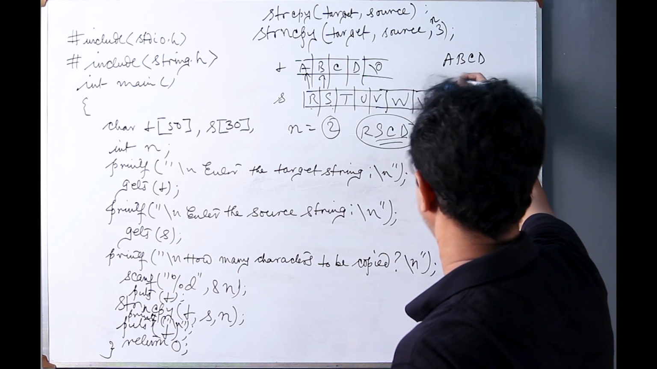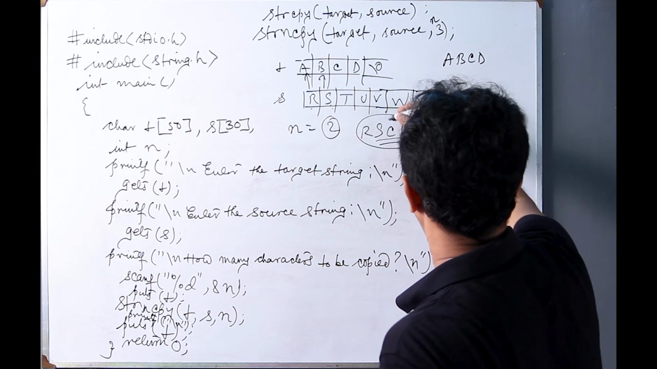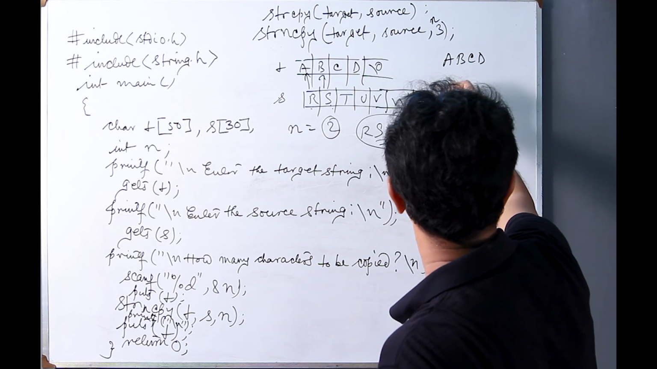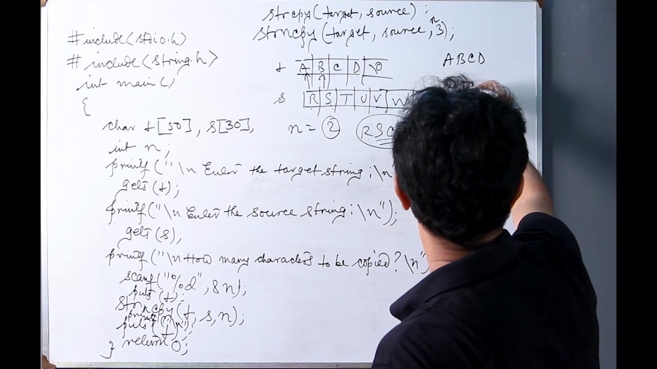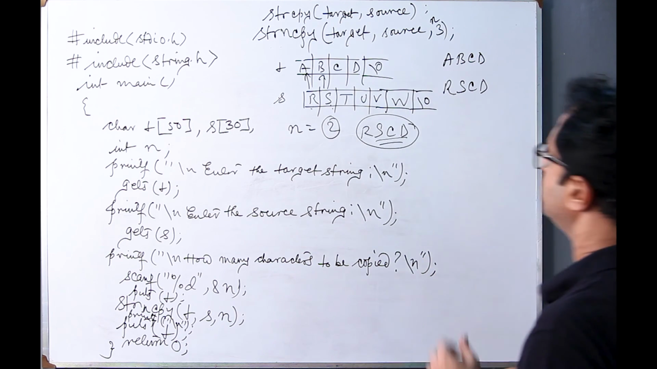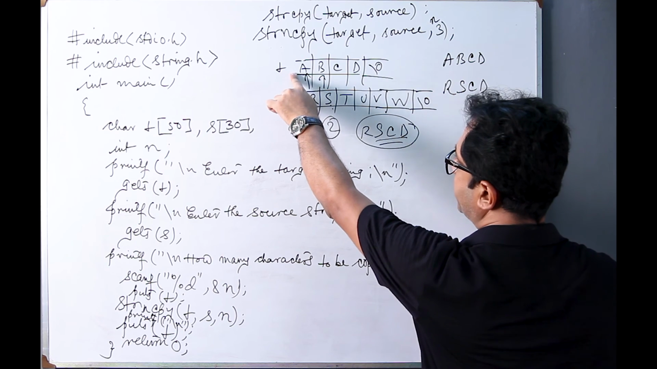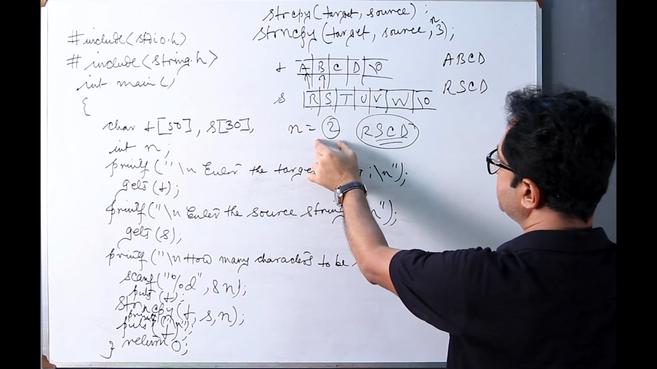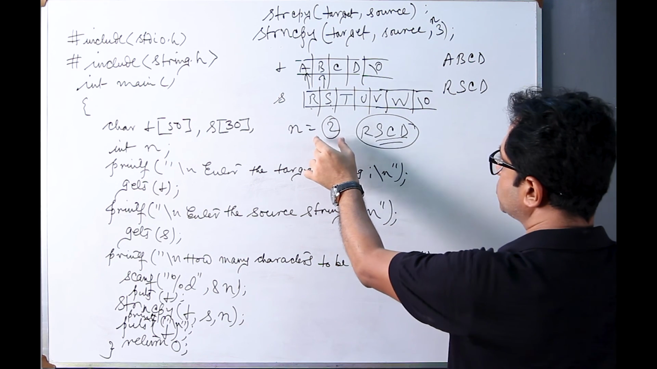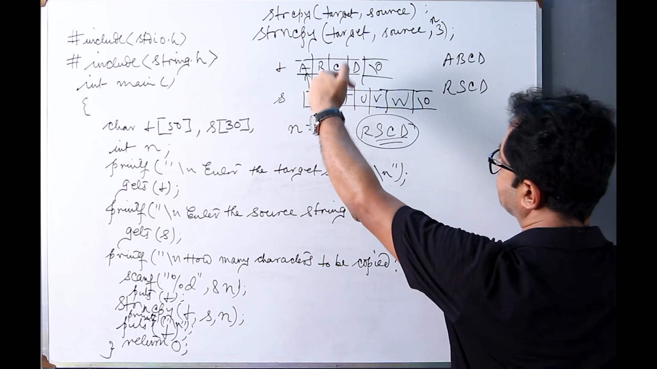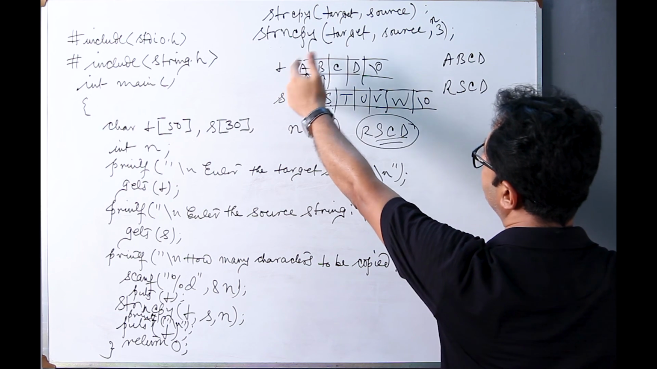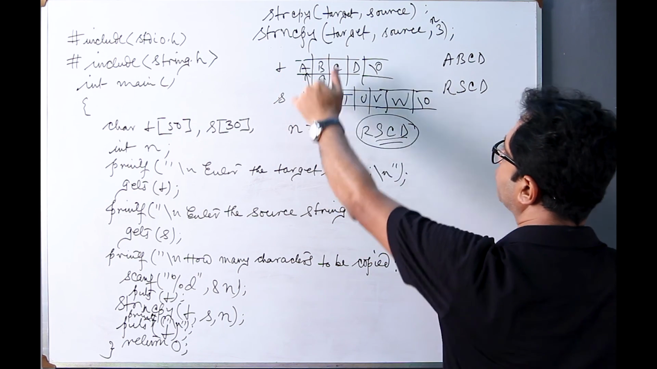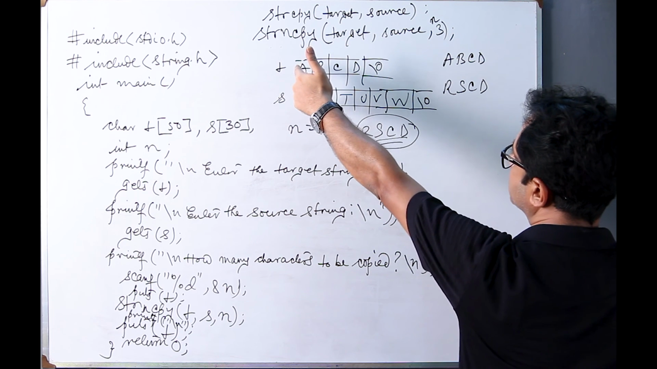So the function has been applied to this target string, and the output will become like this, R S C D in the new line. So this R has overwritten A, S has overwritten B, and the first two characters have been used to overwrite the first 2 characters of the target string. The first 2 characters of the source string are overwriting the first 2 characters of the target string.